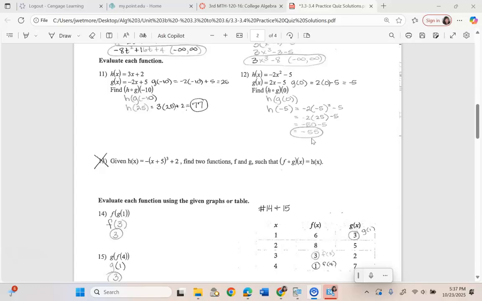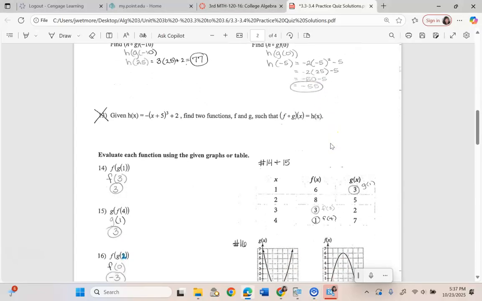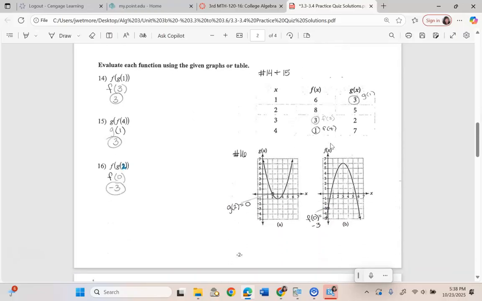Now, we did not do anything like number 13, so we said to just omit that one. Don't worry about that one. So let's look at 14. So for number 14 and 15, you're going to use this table to help you figure out these values.